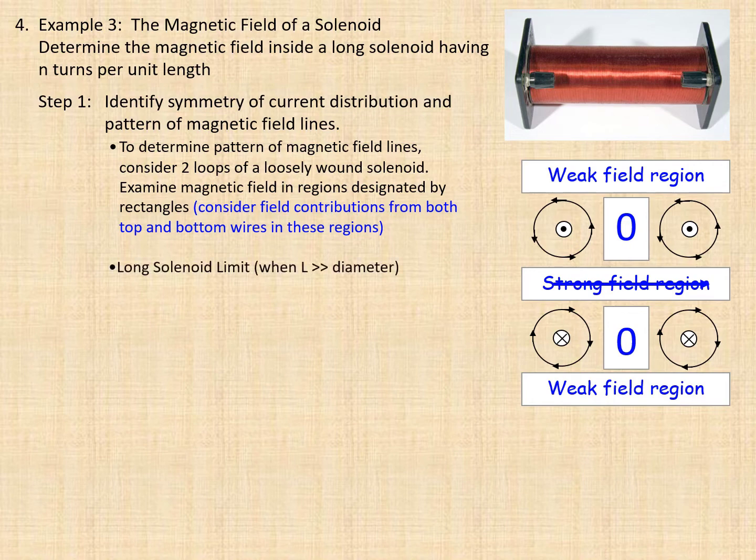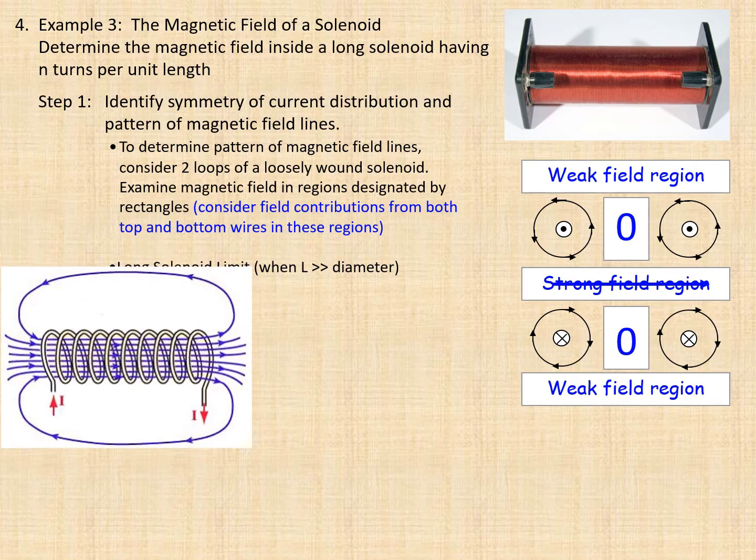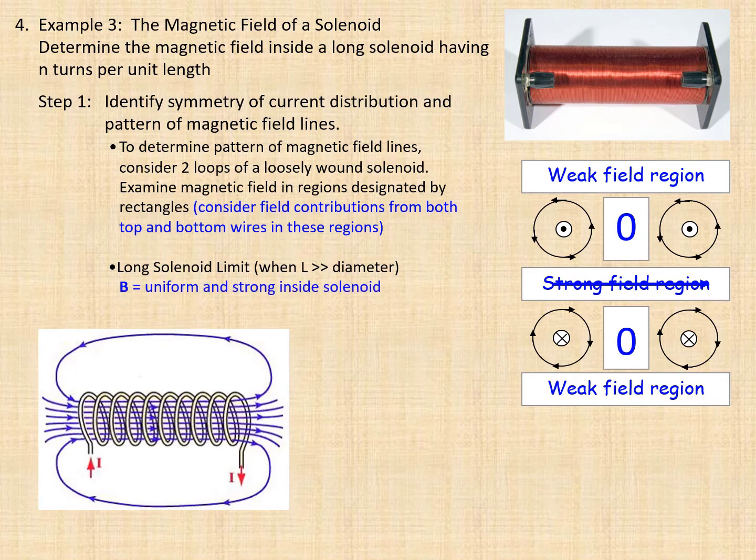So when we look at what we call the long solenoid limit, that is when the length of the solenoid is much, much greater than the diameter of the solenoid, we see two things. First of all, the magnetic field becomes both uniform and very strong in the interior of the solenoid. So we see here that these magnetic field lines are very evenly spaced, showing a very uniform field here, and a very strong field as well.